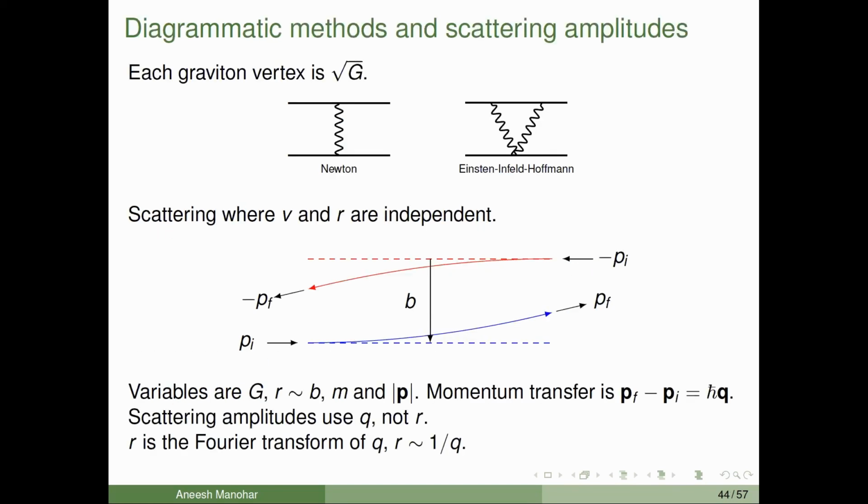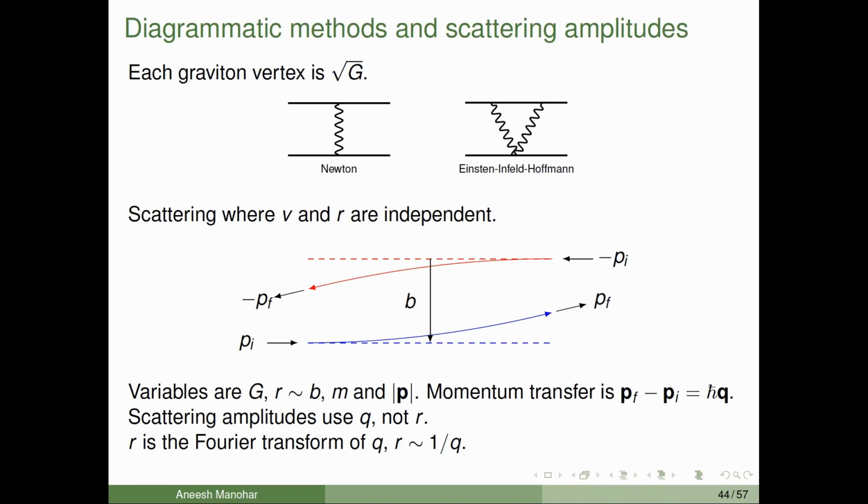The other thing you can do is use Feynman diagrams and scattering amplitude methods to calculate energies and potentials and so on. If you look here at one graviton exchange, each graviton vertex is square root of G. So this is sort of giving you the PN expansion, if you want. The Newtonian potential is one graviton exchange, so you get a factor of G. If you go to two graviton exchange, you get the Einstein-Infeld-Hoffman, which is the 1PN correction, and so on.